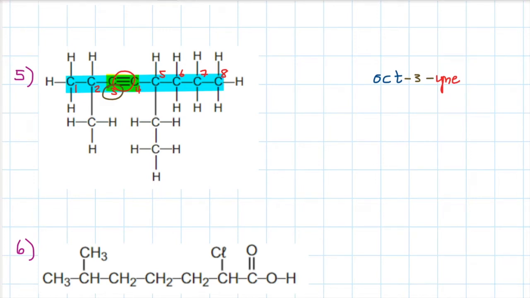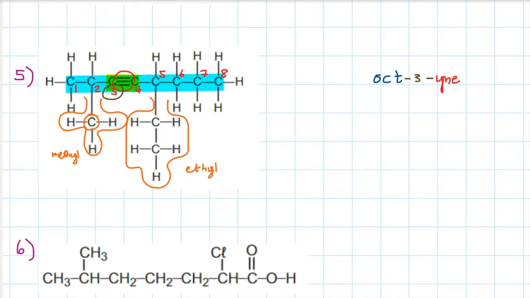We're not done yet because there are also substituents. Specifically, we have alkyl groups or branches in this chain. The first is a methyl group because it contains 1 carbon. The second is an ethyl group because it contains 2 carbons. The methyl group falls onto carbon number 2, and the ethyl group falls onto carbon number 5.